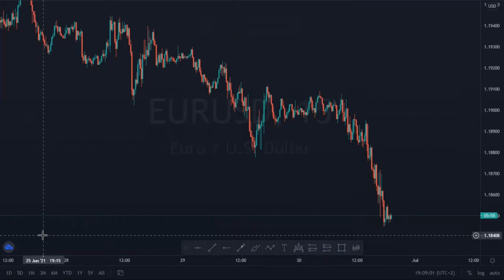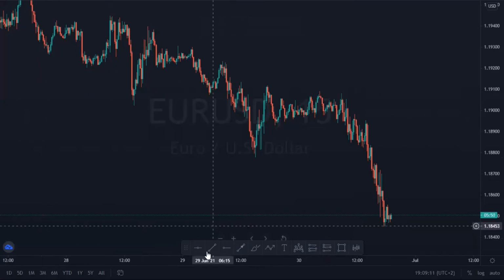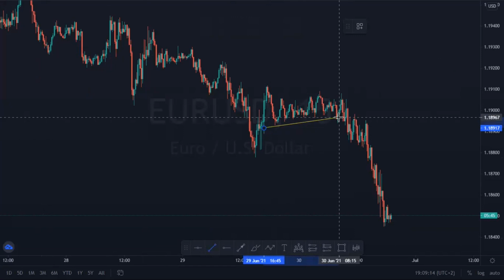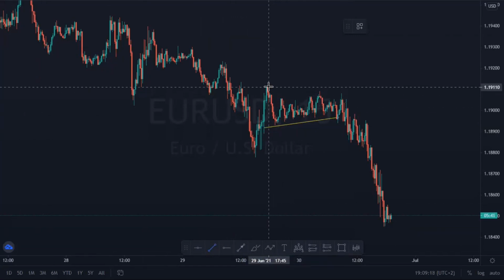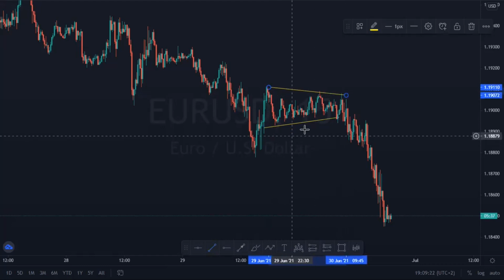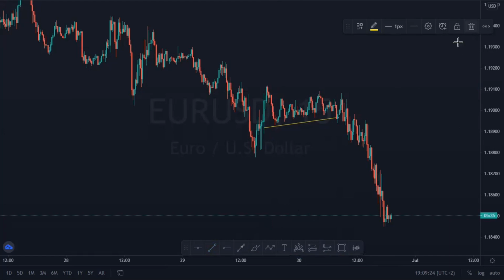Okay. When I analyze the chart, I told you guys that what I look for is impulse and correction. I look for something like this. This is a correction. Yeah, it's a whole correction. This is a correction. So I look for something like this when I analyze the chart.